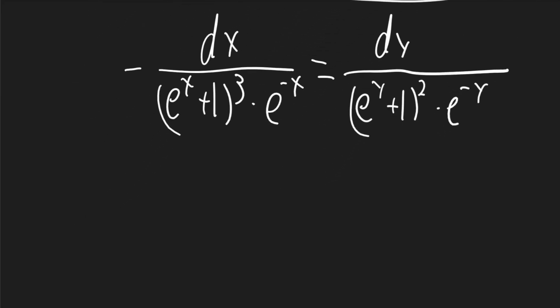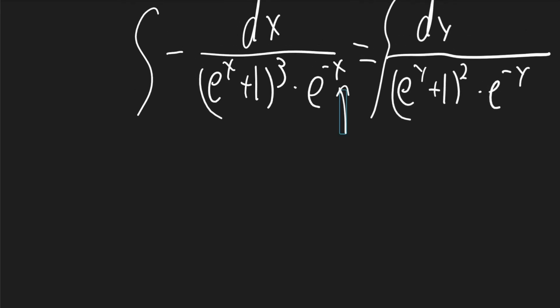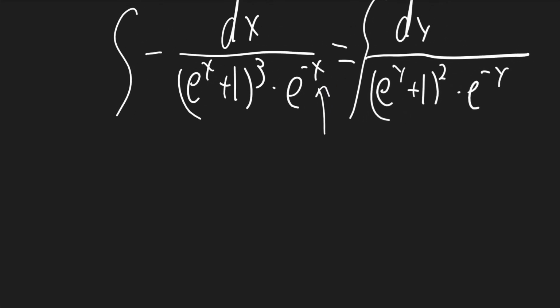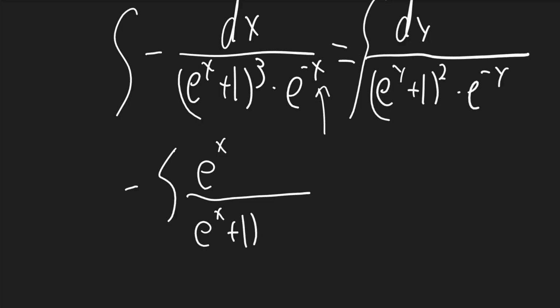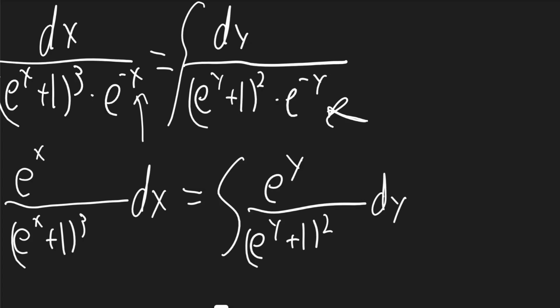Now I can take the integral of both of the sides, and this e^(-x) will get flipped to the top, so it'll be negative times the integral of e^x over (e^x + 1)^3 dx. And the same thing will happen to this e^y on the right side. So it'll be the integral of e^y over (e^y + 1)^2 dy.